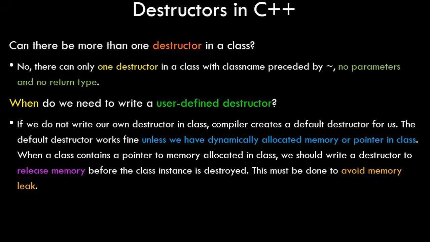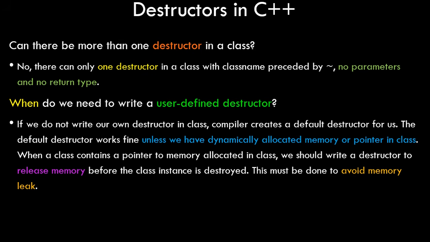So when do we exactly need to write a user-defined destructor? So usually we do not need to write destructor explicitly because the compiler creates a default destructor for us, and that default destructor is pretty decent enough to clear the memory. But if we have dynamically allocated memory or any pointer in class, then that time we have to create a destructor to deallocate that memory. So that's what the last point is stating.